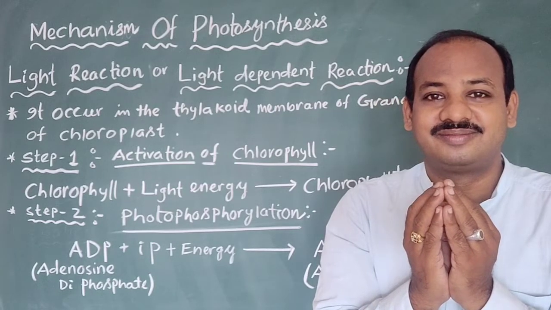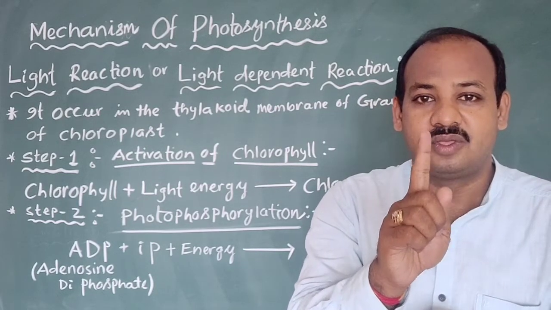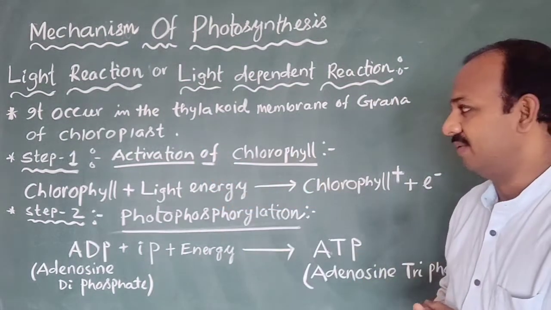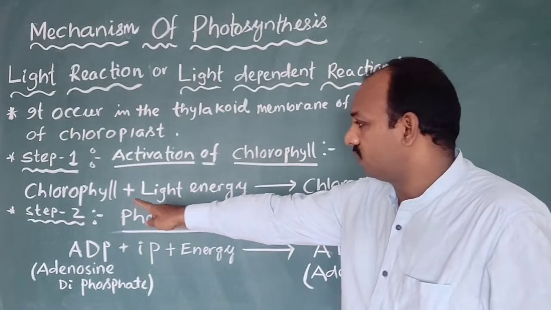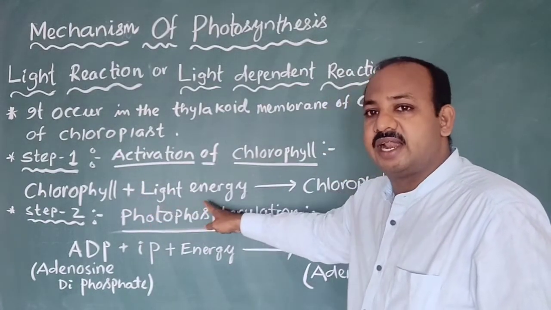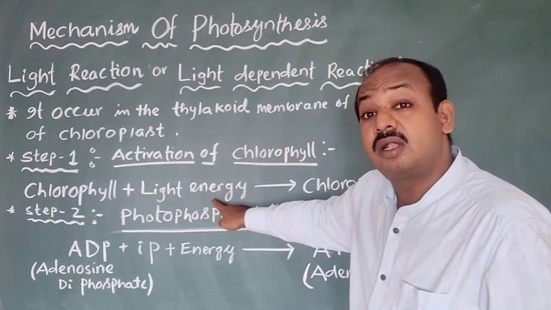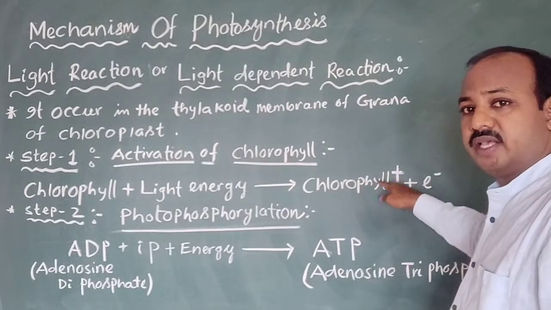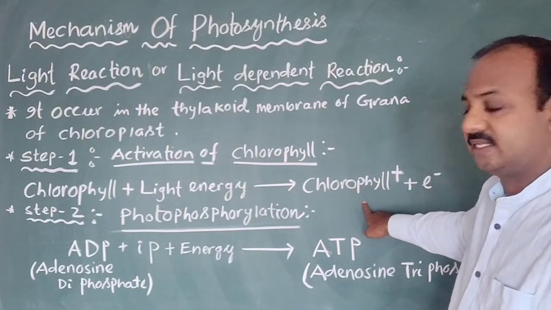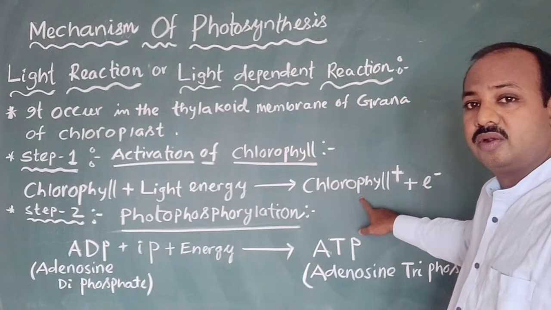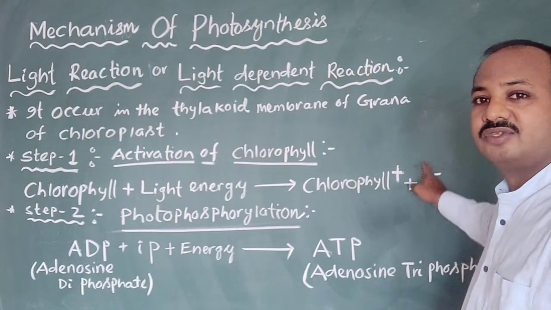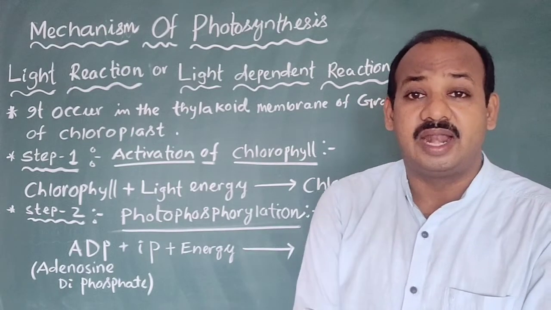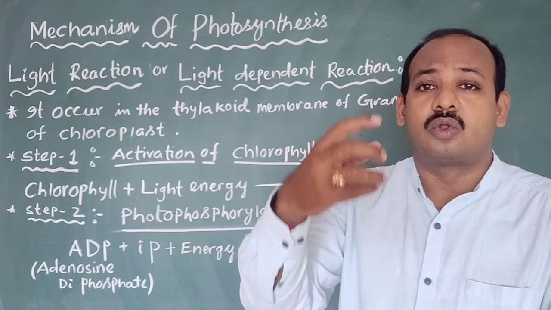Okay children, that is the first step. What is the first step? Activation of the chlorophyll molecule. See here, there is an equation I have already written. Chlorophyll plus light energy, quanta of energy. Then what happens? The chlorophyll molecule becomes chlorophyll plus, which means oxidized. This is called the oxidized chlorophyll molecule, plus electron. So electrons are ejected. Okay children, electrons are removed from the chlorophyll molecule.